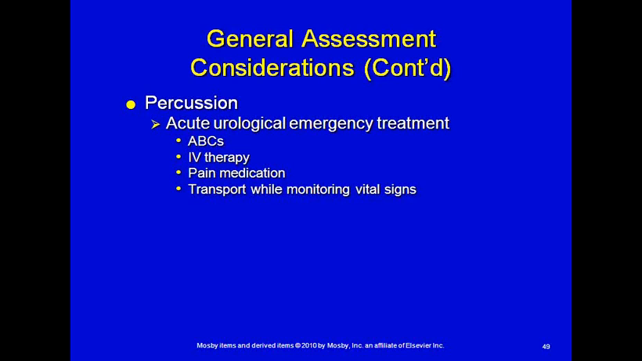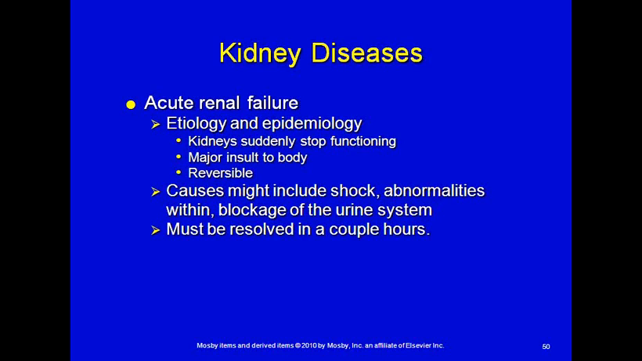If assessment leads to the presence of an acute urologic emergency, we manage that primarily by being supportive: IV, O2, monitor. If they're in a lot of pain, like if they have a pyelonephritis, an inflammation of the kidney itself, or a nephritis, then they may be in enough pain to require some sort of pain medication, and then frequent vital signs while transporting. There are some diseases of the kidney that we should be aware of.